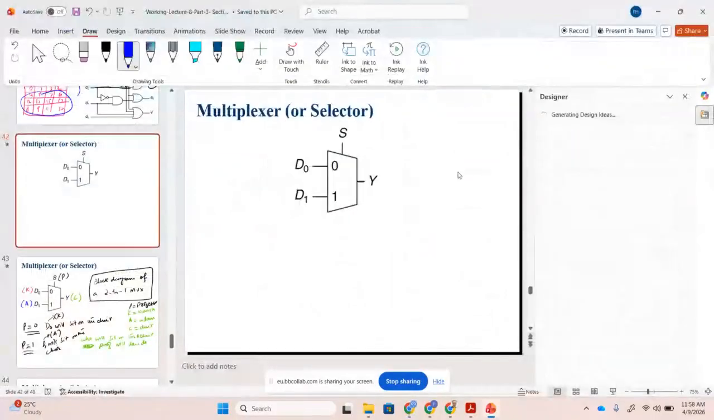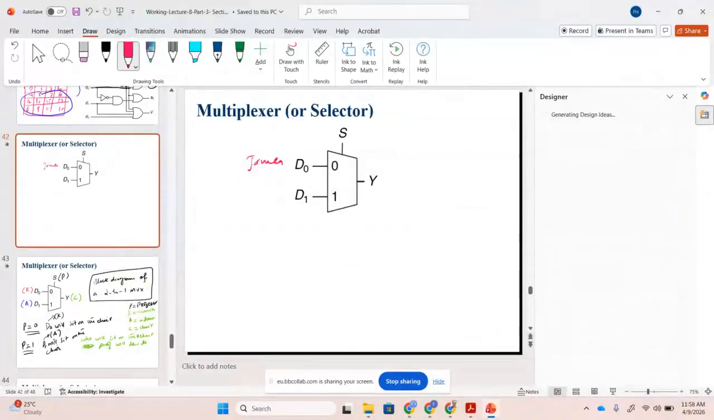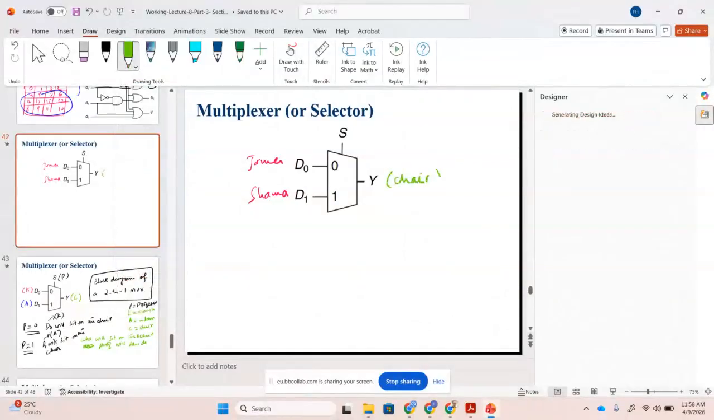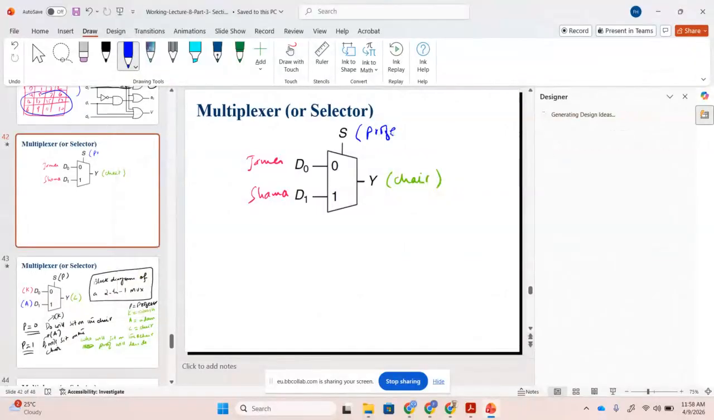So let's assume D0 is James, and D1 is Shama. And let's assume Y is my chair, and S is the professor. I'm going to give a very simple example. This is very important.